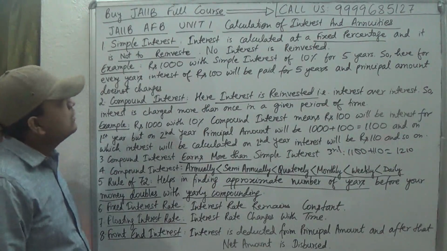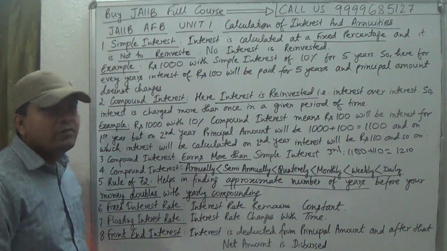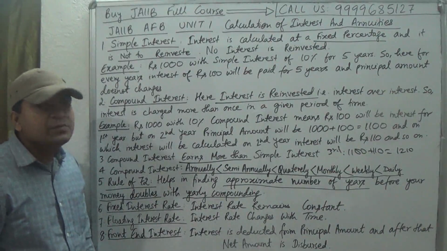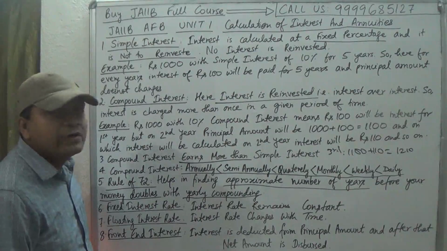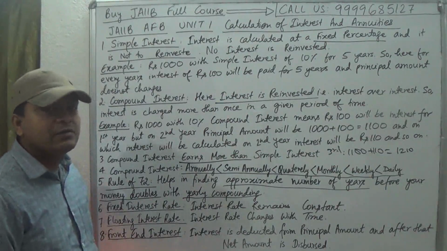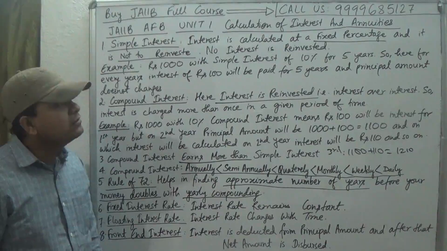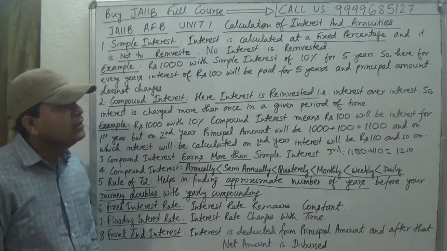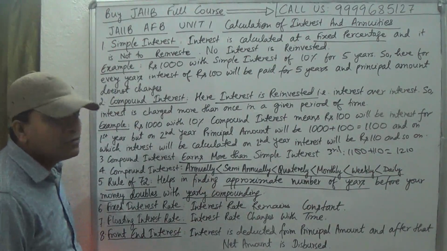For example, rupees 1000 with simple interest of 10% for 5 years. Now, what is the question? It is required to be calculated. For every year, continuously for 5 years, you will get an interest of rupees 100 only, and the principal amount also does not change.